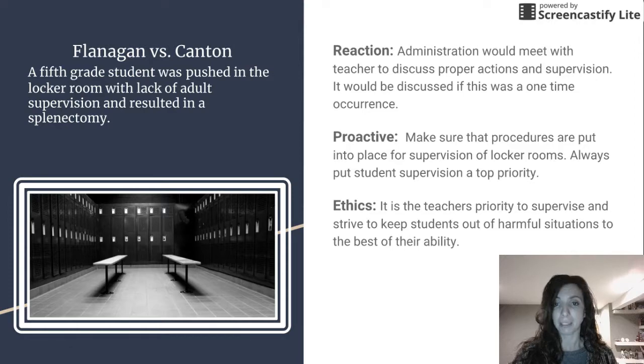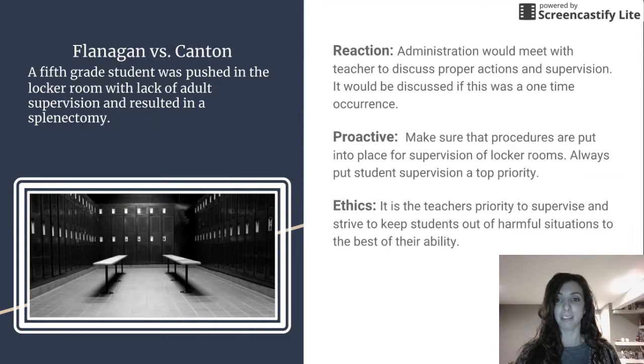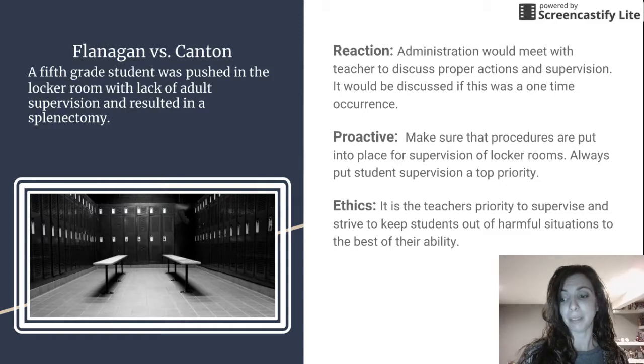And in order to be proactive, would be to make sure that there are procedures in place and protocol when it comes to the supervision of locker rooms or in the gym. Do they need more staff? Really look at what's going on during that time, transition times. And to always put student supervision as a top priority. Ethics. It is the teacher's priority to supervise and strive to keep students out of harmful situations to the best of their ability.